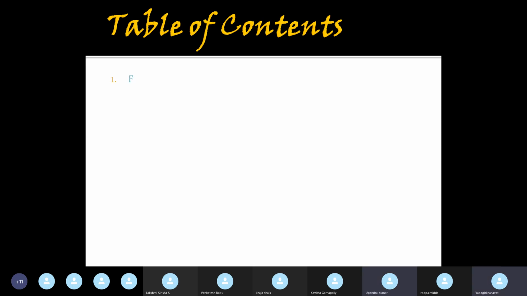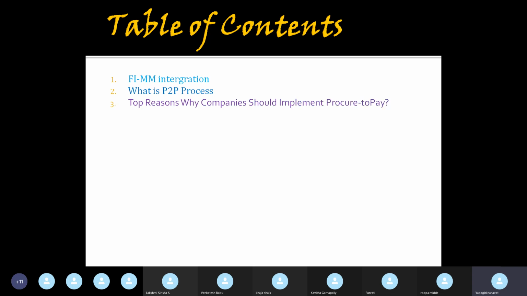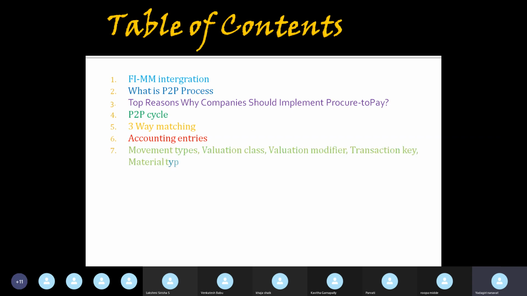Today we will discuss FI2MM integration. These are the points we are going to explain today: FI2MM integration, what the P2P process is, top reasons why companies should implement the P2P process, the P2P cycle, three-way matching, and accounting entries related to FI2MM integration. We will also discuss movement types, valuation class, valuation modifier, transaction key, material types, FI2MM configuration steps, and some basic interview questions.